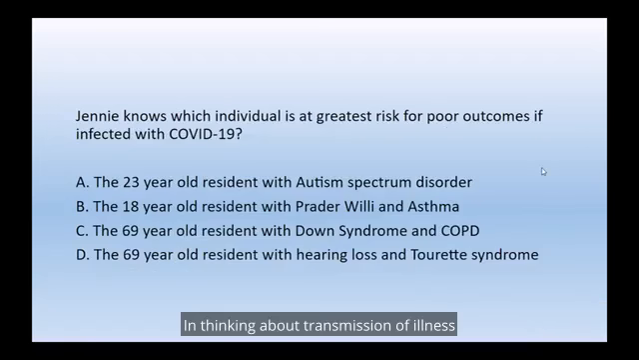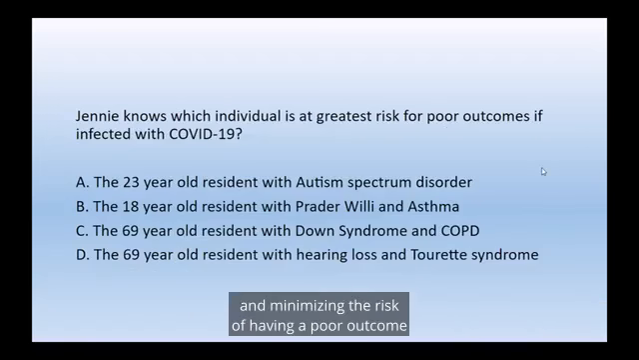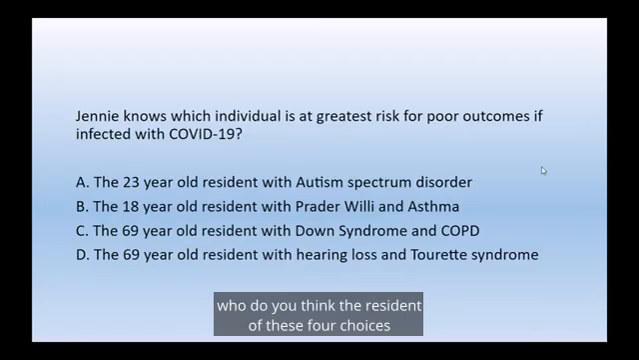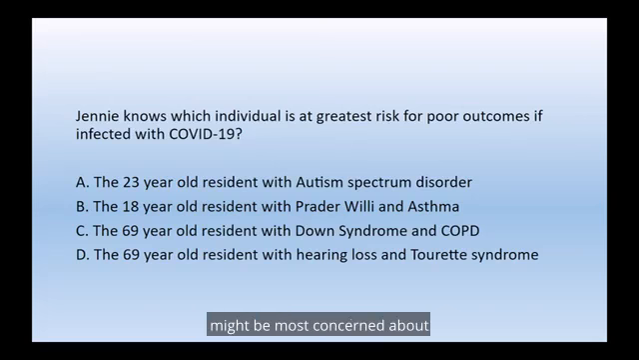In thinking about transmission of illness and minimizing the risk of having a poor outcome for somebody who might be more vulnerable to COVID, who do you think, of these four choices, would be the resident that Jenny might be most concerned about and really, really be extra careful about not transmitting illness to?